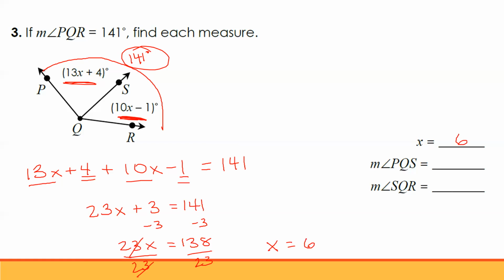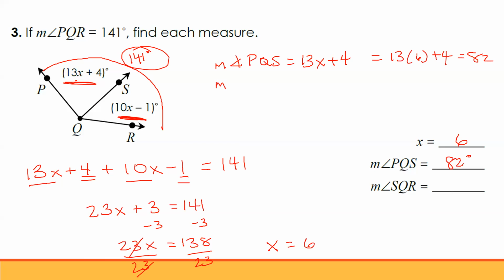So x equals 6. Now, to find the measure of angle PQS, I need to take my 6 and plug it back in. So the measure of angle PQS is represented with 13x plus 4. But we know that x is 6. So this is 13 times 6 plus 4. Okay, here's your calculator. 13 times 6 plus 4, you get 82. So the measure of angle PQS is 82 degrees.